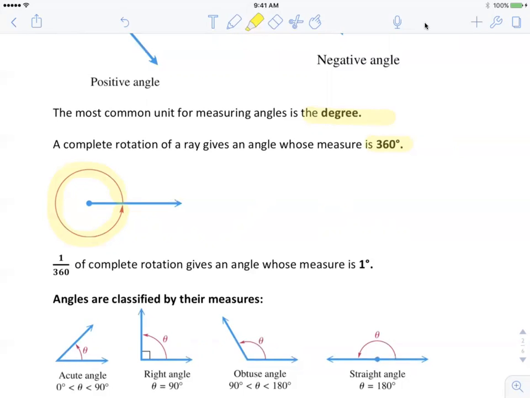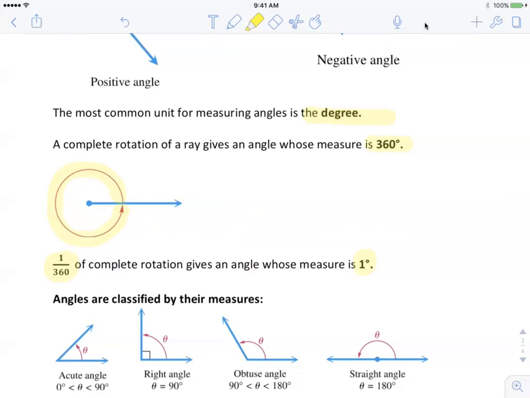But anyway, 360 is one full rotation. That's what you've got to know. If the angle is just 1/360th, that's 1 degree. So 1 degree is pretty tiny. It's just 1/360th of a full revolution.